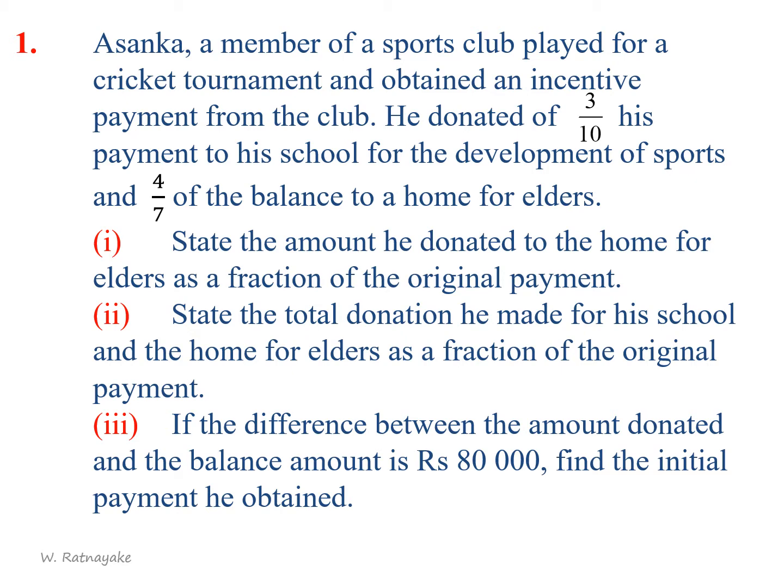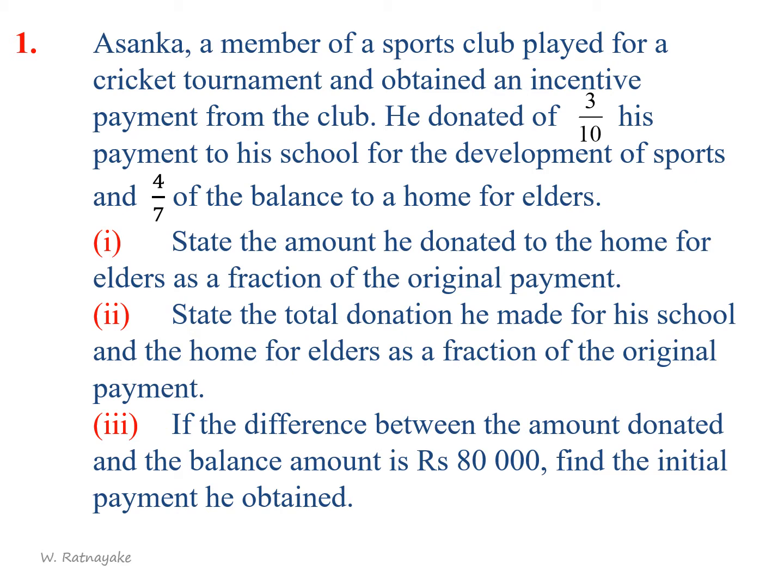Here in this third part, it is mentioned that this rupees 80,000 is the difference between the amount donated and the balance amount. The amount donated is what he has donated to two places, the sum of those two values, and the difference between that and the balance is 80,000. So we will discuss how to find the solution for this question.